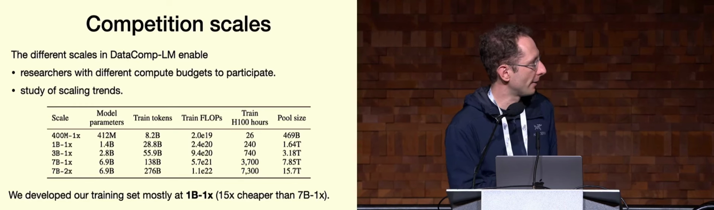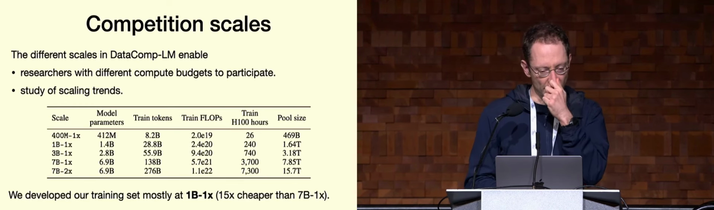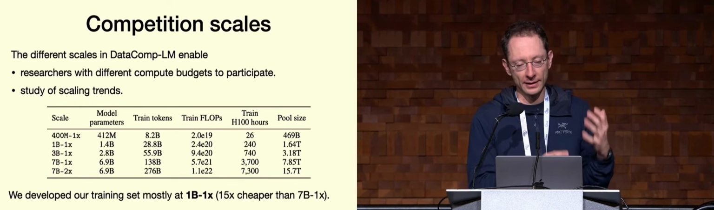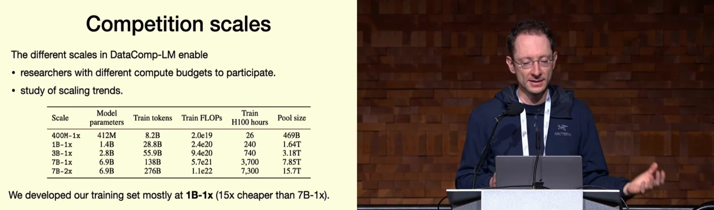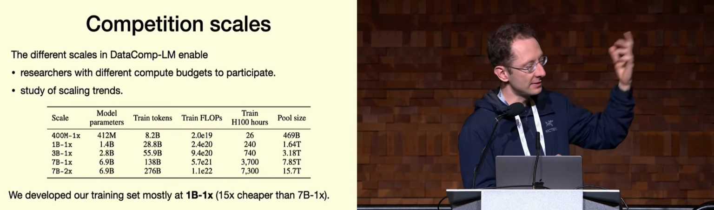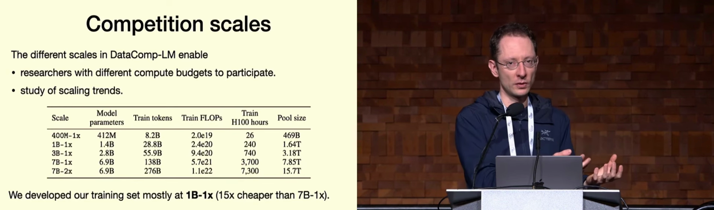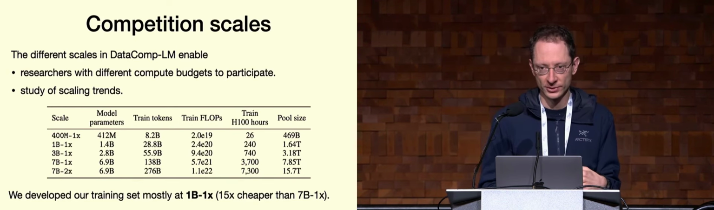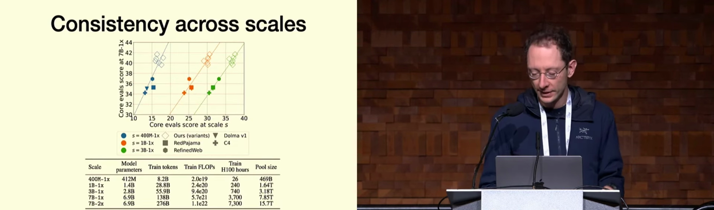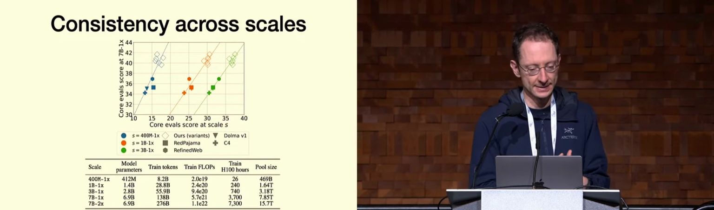specifically at the 1B, 1x scale. Okay, and then obviously one important question here is, if we have these different competition scales, does this actually matter? Is the best data curation strategy at the small scales also the best data curation strategy at the larger scales? We did experiments for this, and the answer is yes.